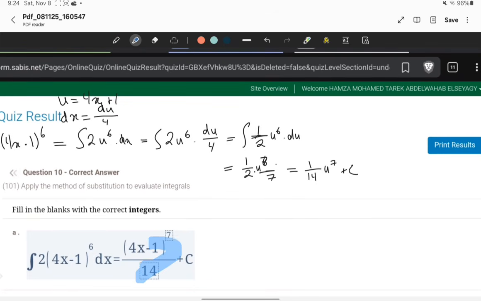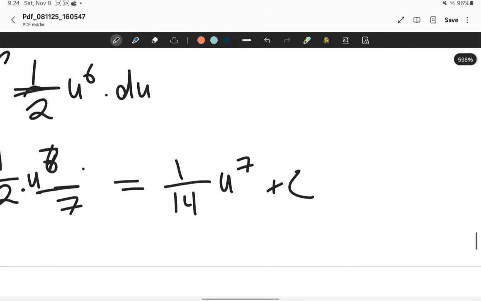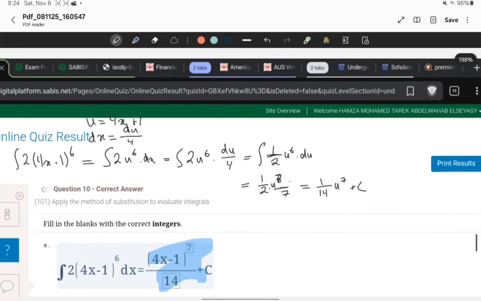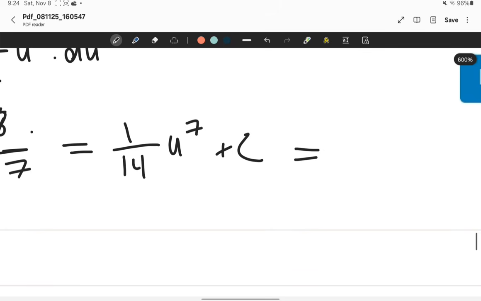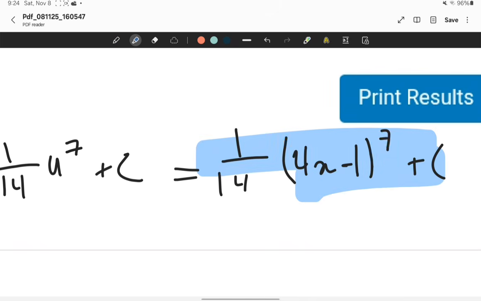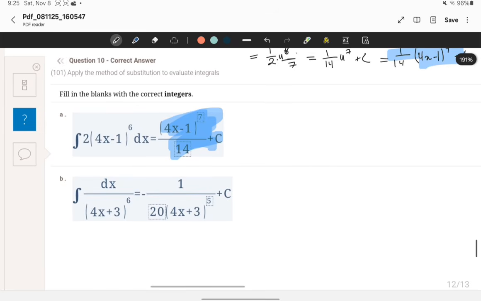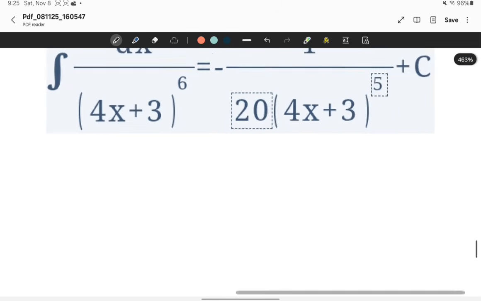Yeah, and here it's correct. You simplify, you replace your u again with 4x minus 1. So here it's 1 over 14 times 4x minus 1 to the power of 7 plus c. And that's the answer they have here. That's your final answer. Part B, this is pretty much the same thing.